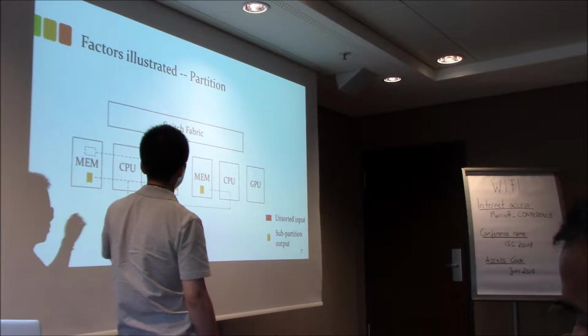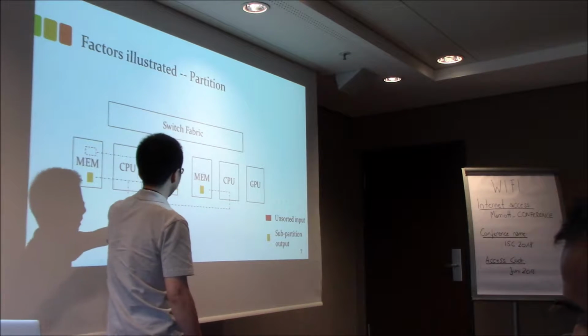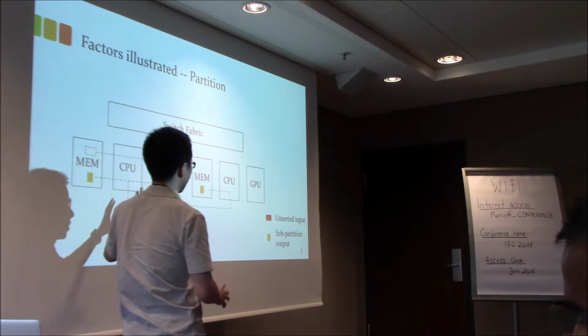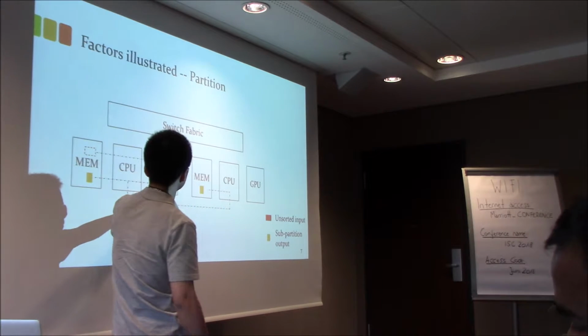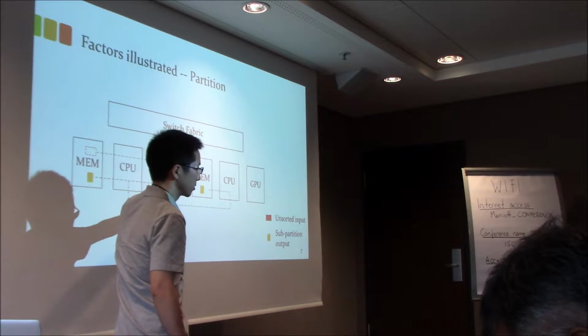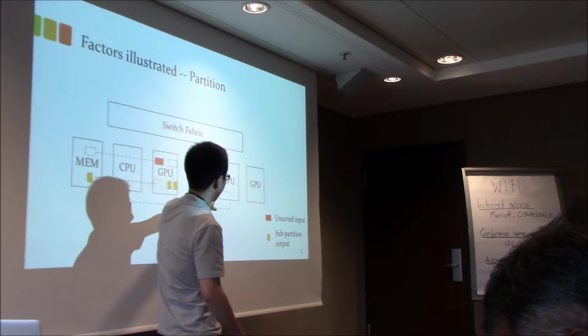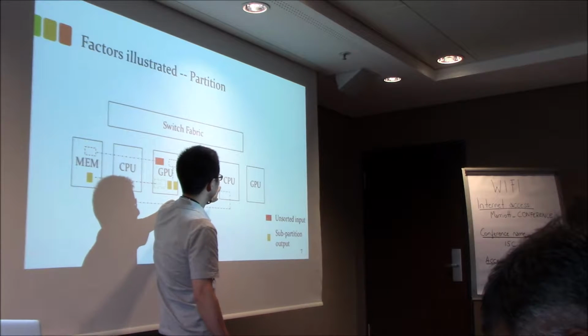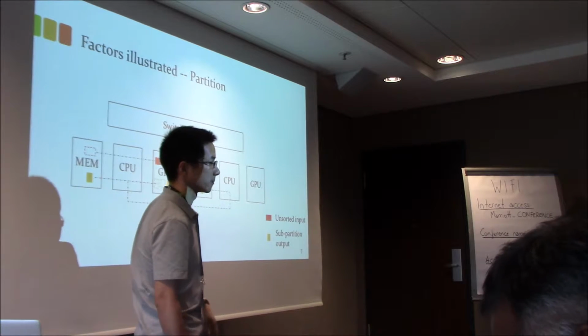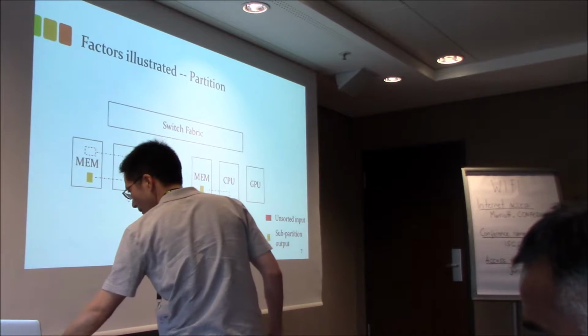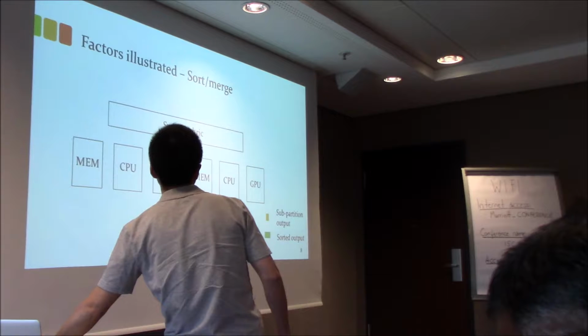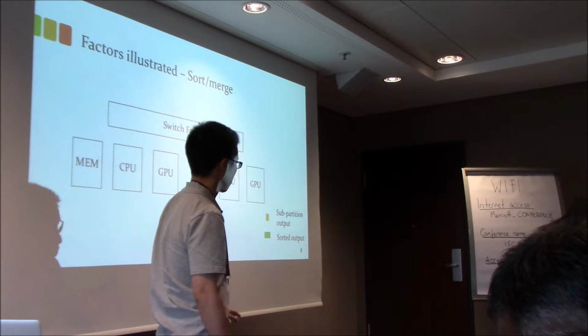So here, actually, there is some traffic across the cross-socket bus. This is because some partition output needs to be written into the peer node, and later it will be sorted in the peer socket. So this is for the shuffle and merge.